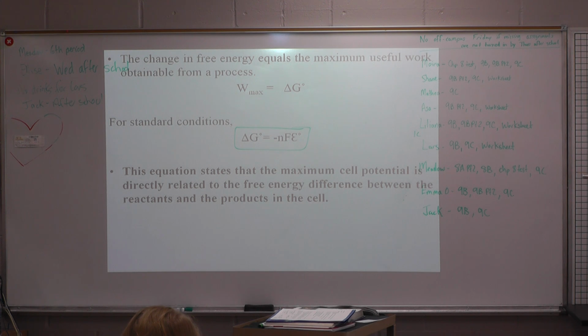Okay? If a reaction is going to go from high energy to low energy naturally, you could use that energy to do work. Right? So when we have a cell potential, the reason why we have a cell potential is because a reaction will spontaneously go from high energy to lower energy, and we can use that energy then to do work.